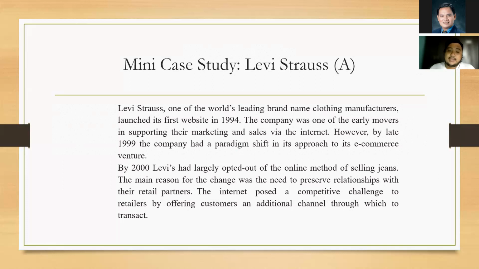However, by late 1999, the company had a paradigm shift in its approach to its e-commerce venture. So by 2000, Levi had largely opted out of the online method of selling jeans, and the main reason for the change was the need to preserve relationships with their retail partners. So the internet posed a competitive challenge to retailers by offering customers an additional channel through which to transact.